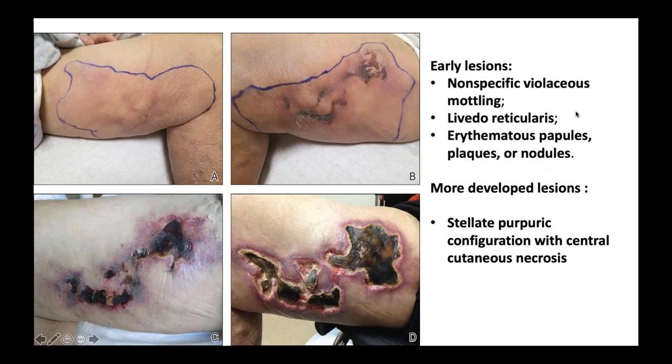So the early lesions appear as non-specific violaceous mottling, or they can look like livedo reticularis, or they can just present as erythematous papules, plaques, and nodules. However, later on they have a very typical stellate configuration. So the star-shaped stellate configuration, and these are purpuric with central necrosis.